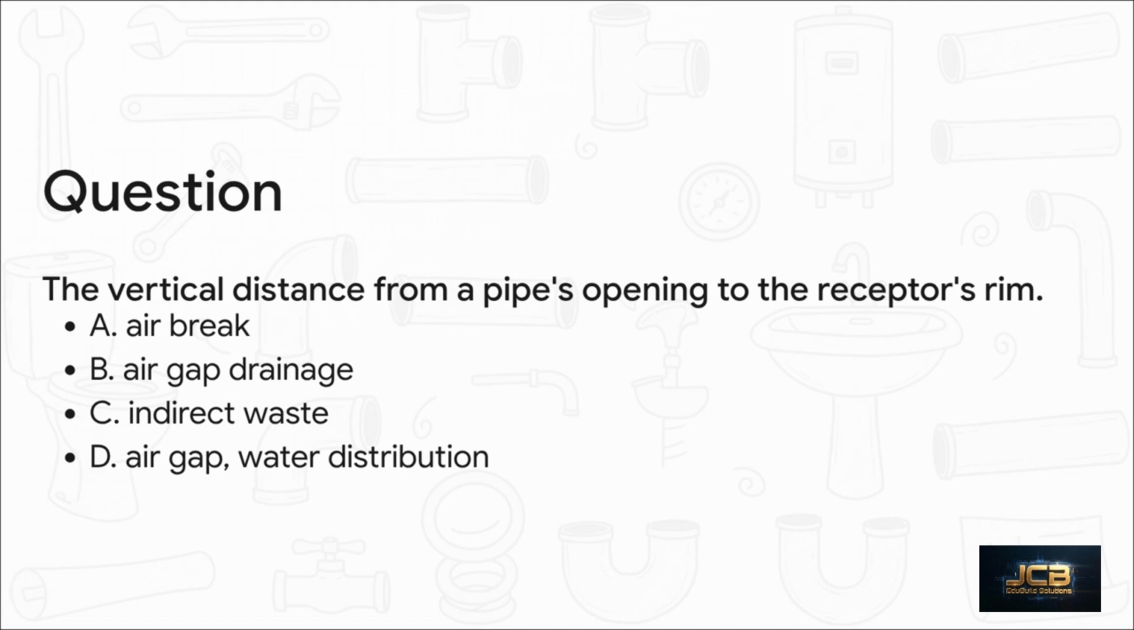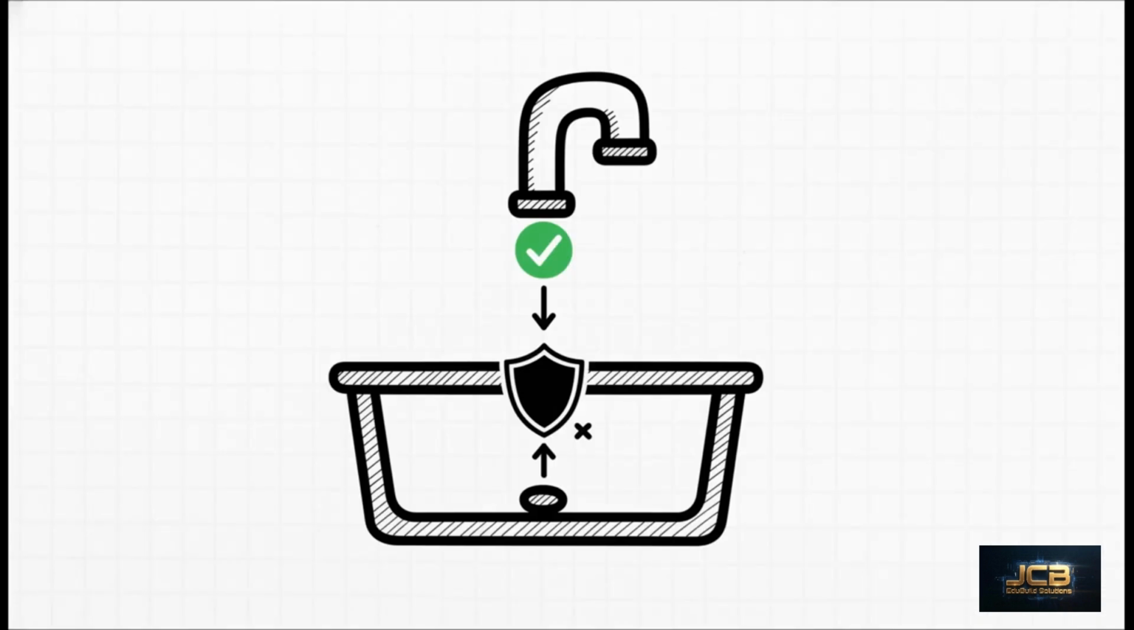Okay, a bit of a mouthful with this definition, so listen close. The unobstructed vertical distance through the free atmosphere between the lowest opening of the pipe to the flood level rim of the receptor. What is that? A, air brake, B, air gap drainage, C, indirect waste, or D, air gap water distribution? And the answer is D, air gap water distribution. You guys, this is a huge safety concept. That physical gap of air is basically the best way to stop backflow. It makes it impossible for dirty water to get siphoned back into your clean water. That's why it's so important.